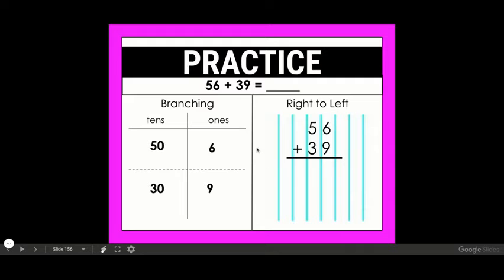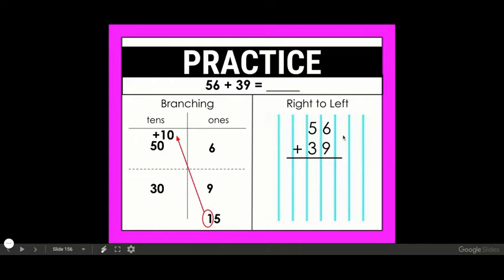Okay, let's come back over here to branching. And we are going to add our ones. If I'm adding 6 plus 9, what would be the sum of 6 plus 9? Did you get 15? All right, so I'm going to write my 15 in my ones. But wait a minute, we can't do that, can we? So we need to regroup. I'm going to take my 10 and move it over to the 10s.